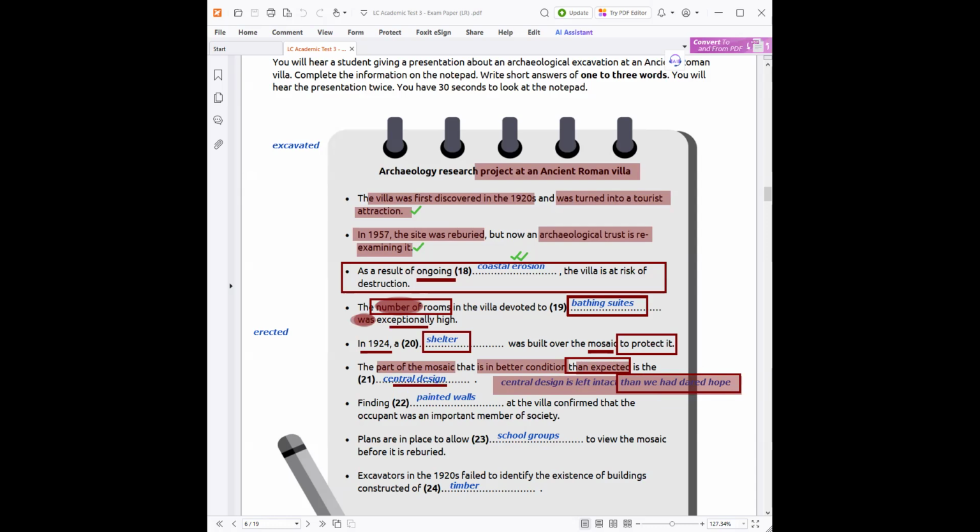The southern half of the mosaic is the best preserved overall, which we knew before beginning work. But what was wonderful to see was that far more of the central design is left intact than we had dared hope.